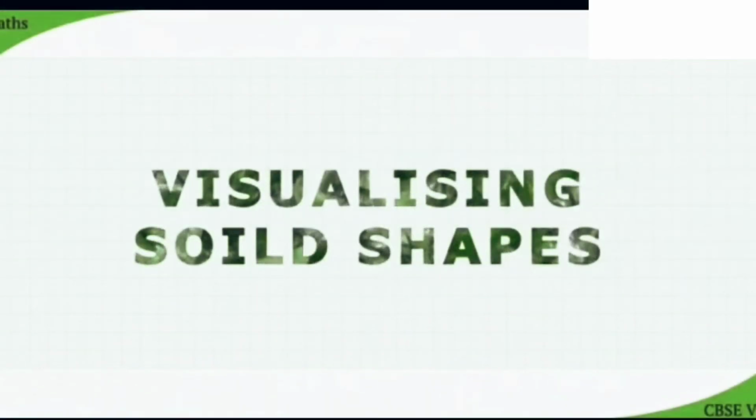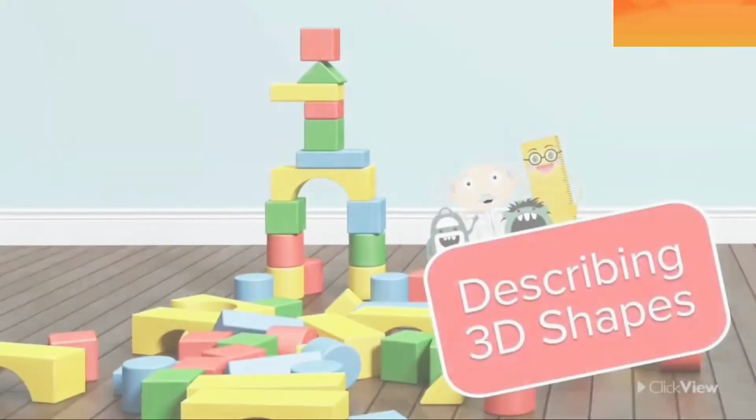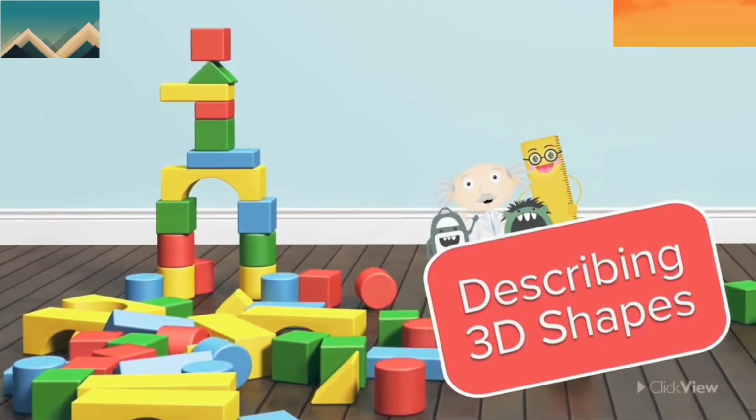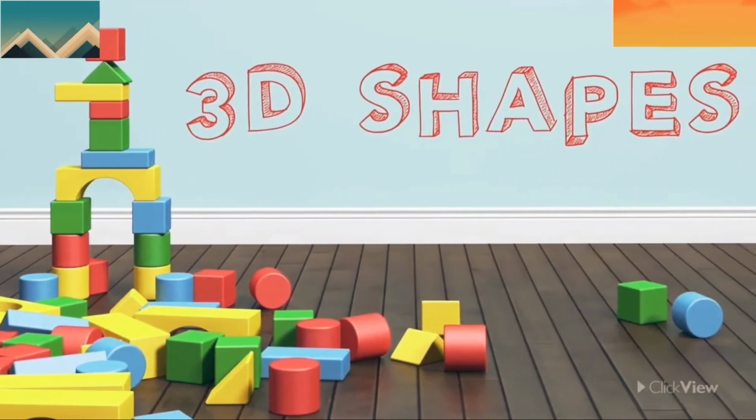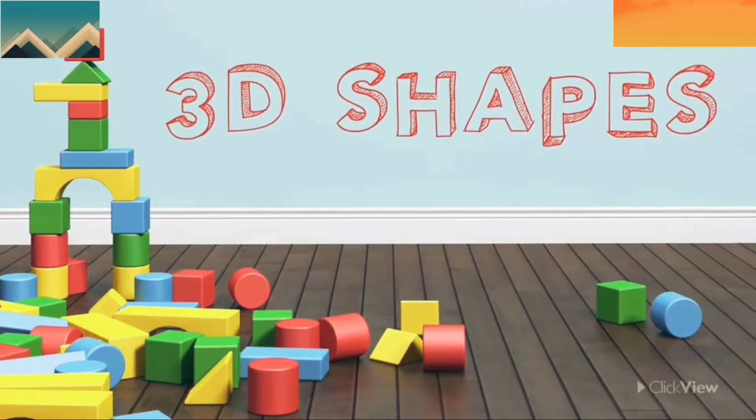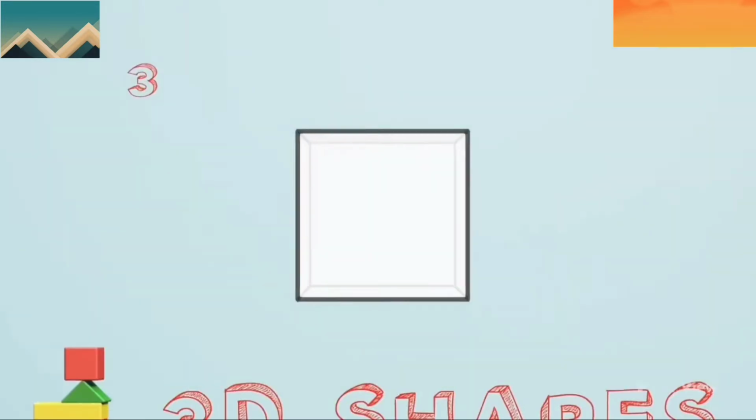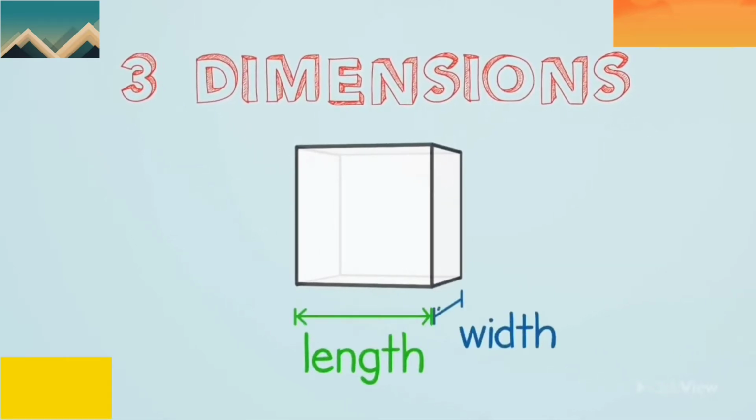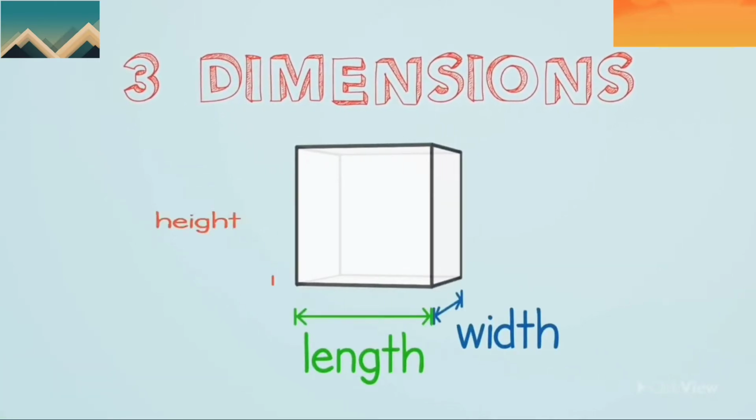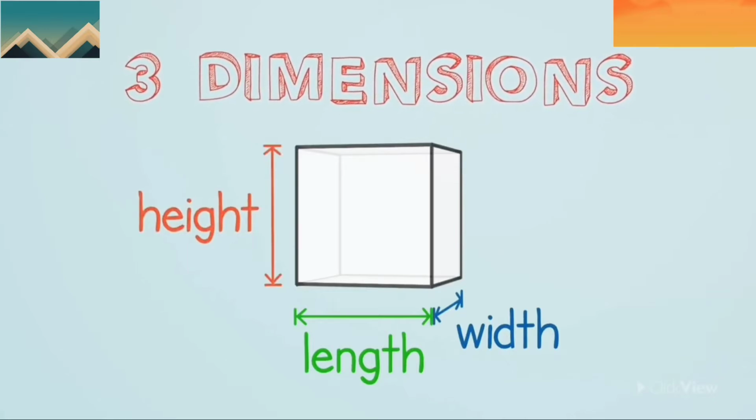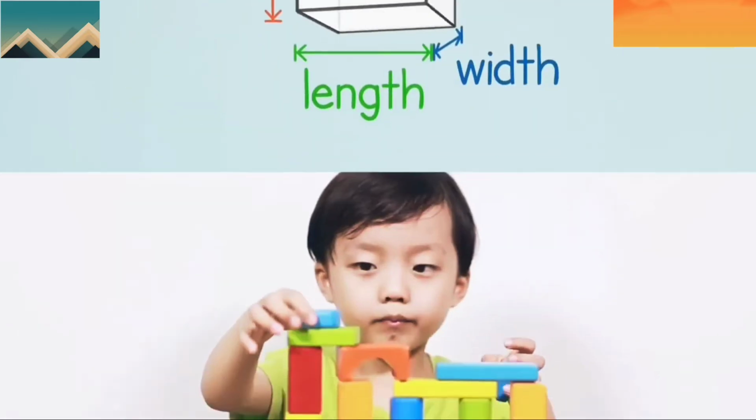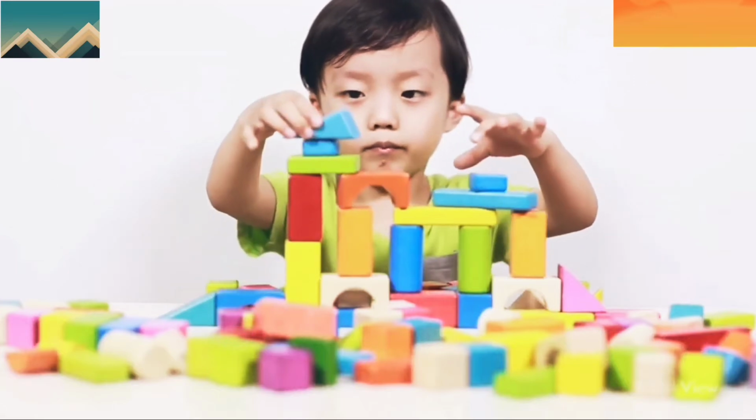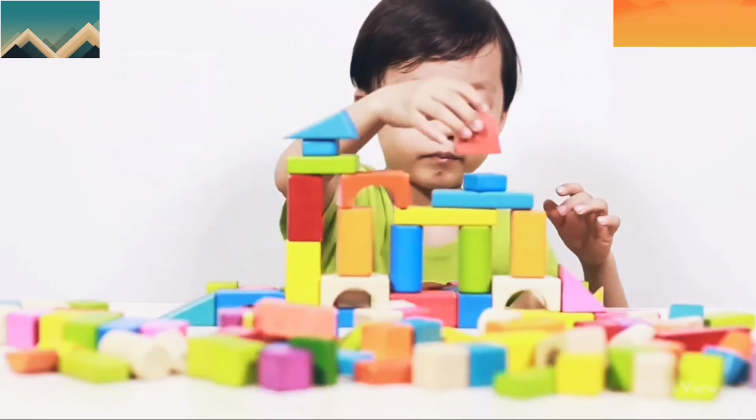Visualizing solid shapes. Three-dimensional or 3D shapes are shapes that take up space. They have 3 dimensions: length, width, and height. The world is made up of 3D shapes. They are all the things we can hold.